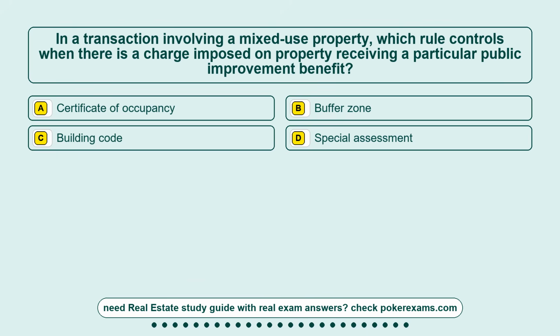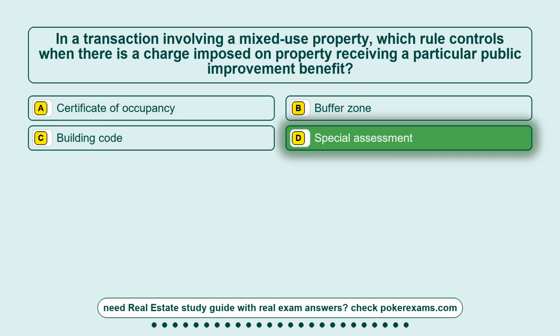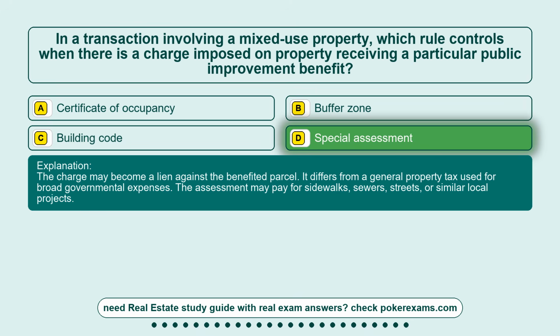Question 16. In a transaction involving a mixed use property, which rule controls when there is a charge imposed on property receiving a particular public improvement benefit? Option A. A certificate of occupancy. Option B. Buffer zone. Option C. Building code. Option D. Special assessment. The correct answer is option D, special assessment. The charge may become a lien against the benefited parcel. It differs from a general property tax used for broad governmental expenses. The assessment may pay for sidewalks, sewers, streets, or similar local projects.